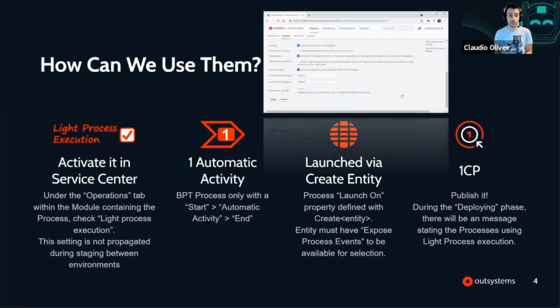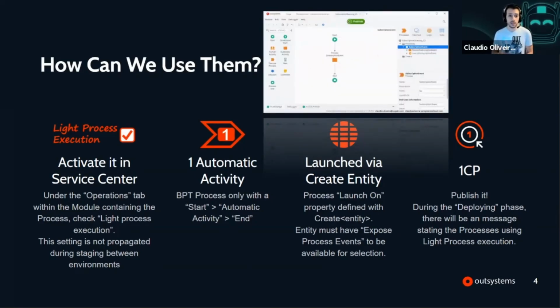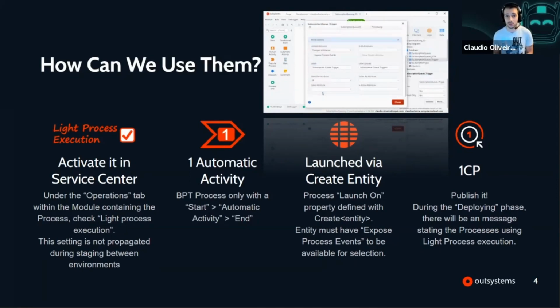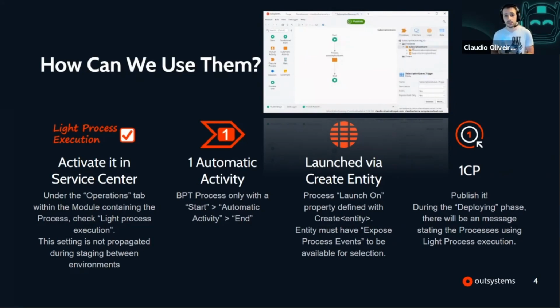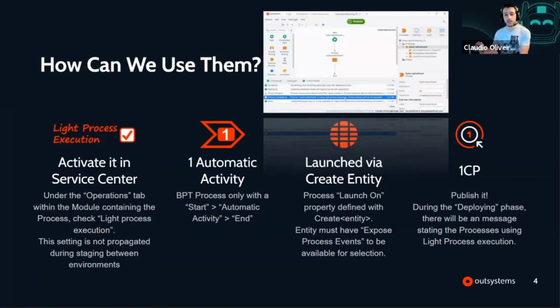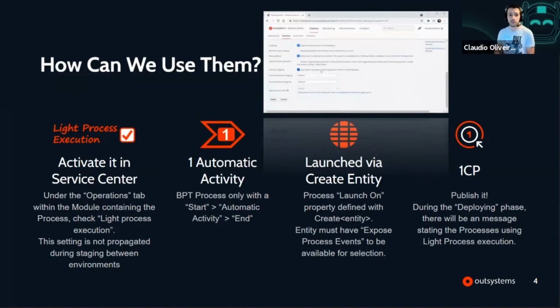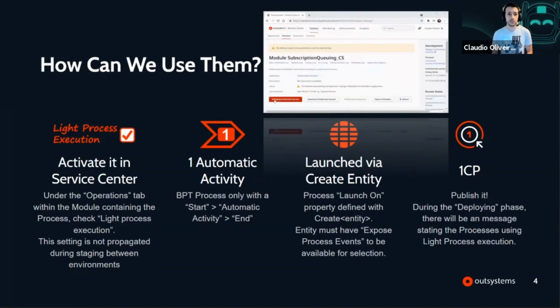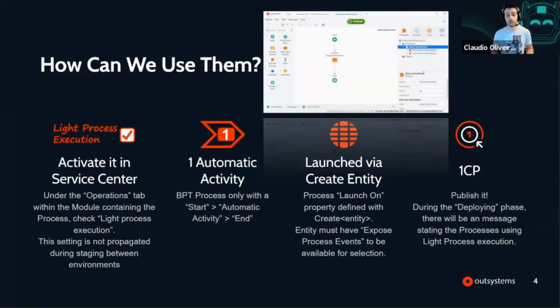But then to create the light process itself, you go on your module and create a BPT process, and inside that BPT process, you can only have one automatic activity. If you have more activities, it would not be considered a light process, and it will just be considered a normal BPT. Then this process must be launched via a create entity. On the process, you can set the launch on property where you can select an entity, and whenever you insert a record on that entity, then a process will start. Then you simply publish your module.